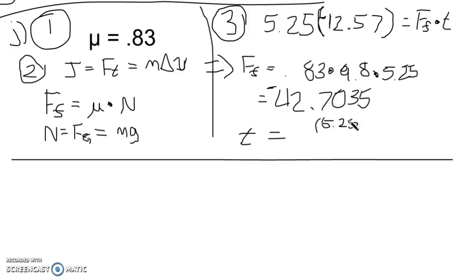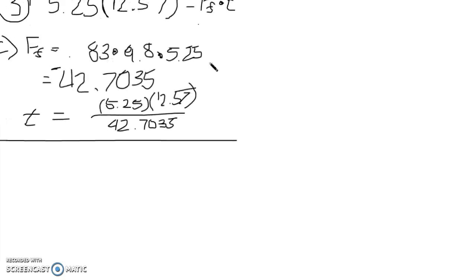We're at 5.25 times 12.57 all over, okay, that's close. I said the numbers, so you don't need to judge my handwriting. You know what they are. All over 42.7035. And that all equals, after doing the math using my calculator, shout out to Riker there, 1.54 seconds. But we're not done.